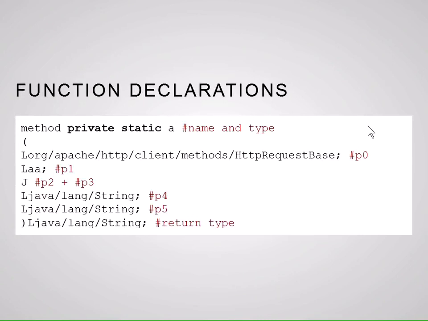Here we have commented out a little bit so you can see more of what's going on. This is a function declaration, declaring a static method with the name A. Why is it the name A?